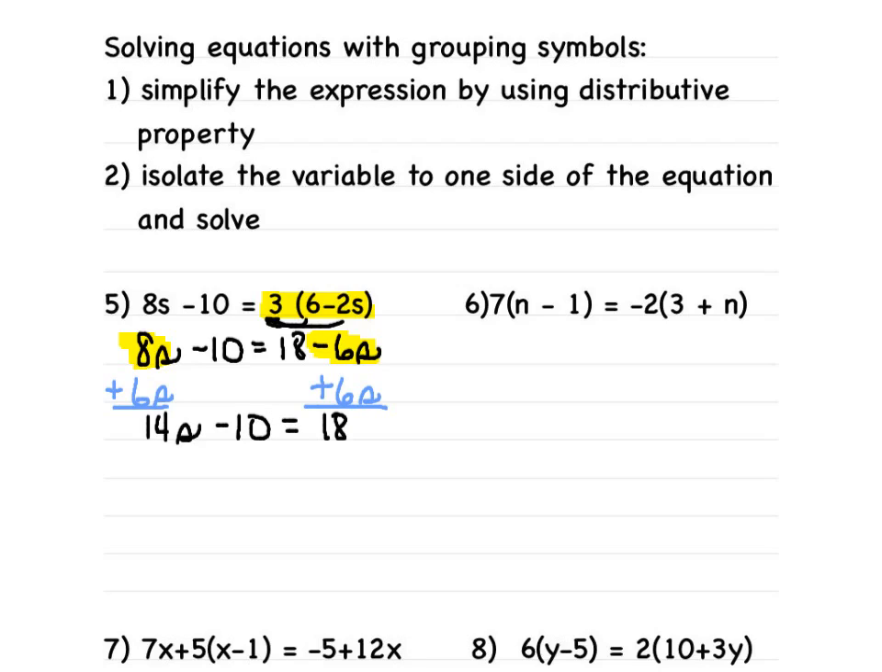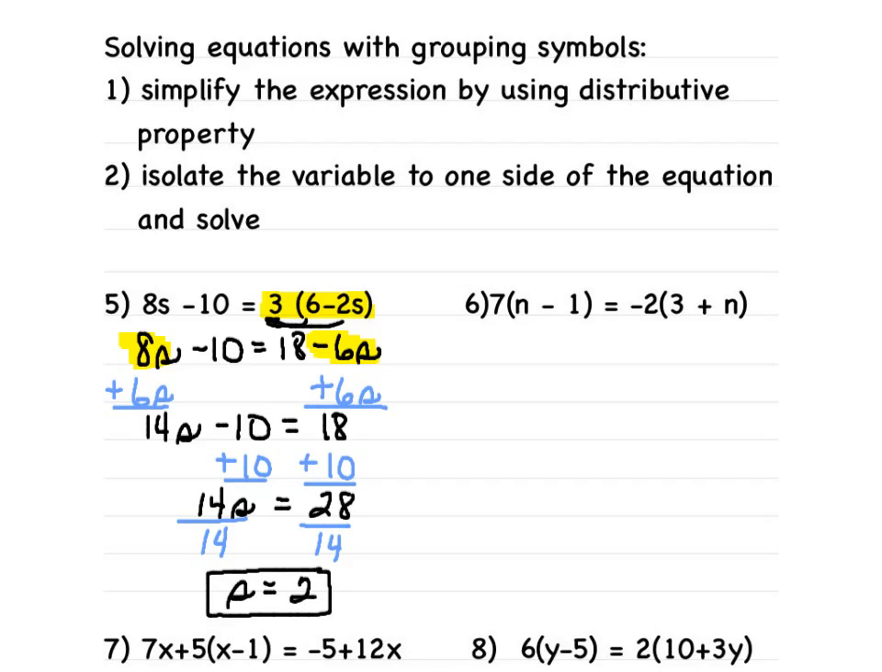All right, now we're down to a two-step equation. Let's add 10 on both sides. I'm left with 14s is equal to 28. And of course, my last step is divide by 14 on both sides. And I'm left with s is equal to 2. That is my solution. Please notice I don't skip any steps. I show the work for every single step, as you should as well.